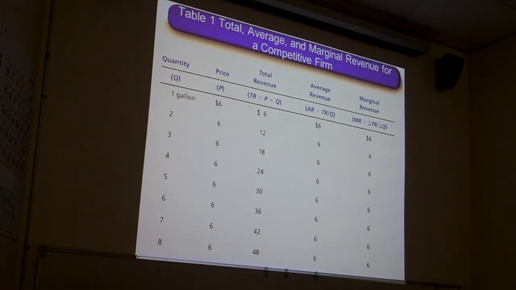We sell 1 gallon of milk, our total revenue, of course, is $6. The average revenue is just total revenue divided by output, so average revenue is fixed. Marginal revenue, what you get for selling one more unit, is also equal to price, $6. Next day you sell 2 gallons, the price is still $6, total revenue is 12, average revenue is 12 divided by 2, 6. Marginal revenue, what you get for selling the next unit, is also 6.